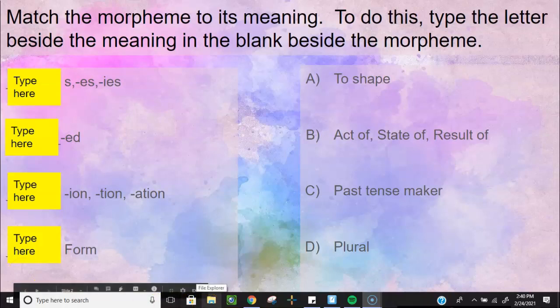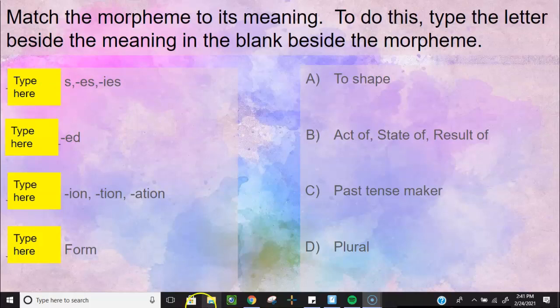So this is how you're going to do your morpheme magic work today. We're going to review all the morphemes that we've learned so far. So this first one says match the morpheme to its meaning. To do this, type the letter beside the meaning in the blank beside the morpheme.